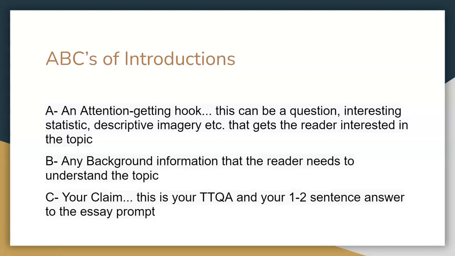The B is going to be background knowledge or background information that your reader may need to understand the topic. And C is going to be your claim, also known as your thesis statement. This is your TTQA and your one to two sentence answer to the essay's prompt. Your claim plus your supporting details.